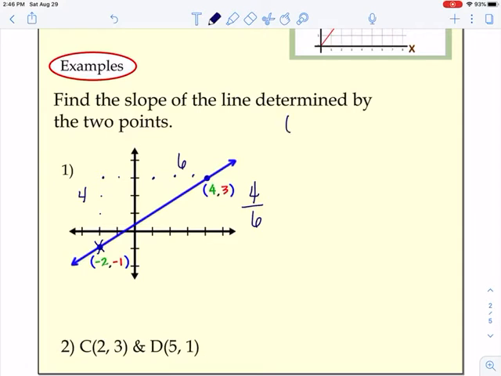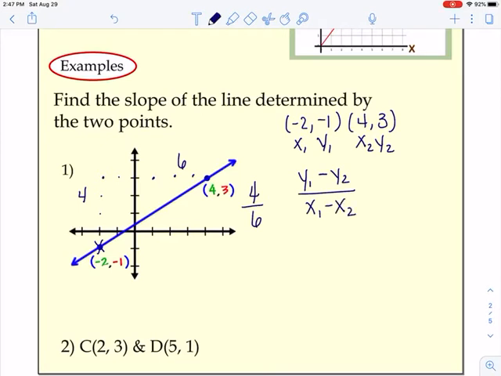So my two coordinates again are (-2, -1) and (4, 3). I'm going to call this first one x1, y1, and the second one x2, y2. Always, the x, y ones have to stay together, twos have to stay together. So again, the slope formula is y1 minus y2 over x1 minus x2. And yes, you do need to memorize that formula.